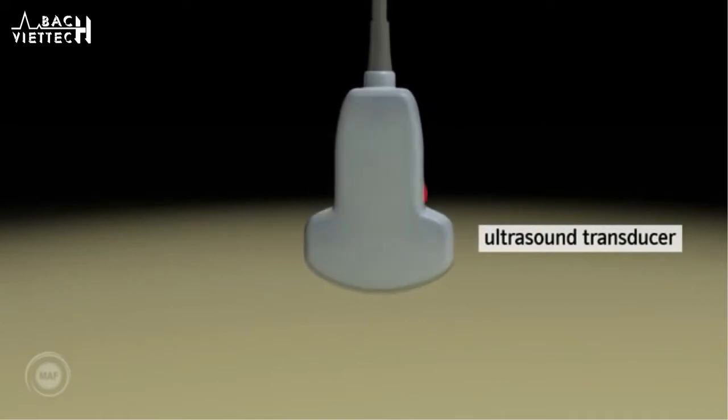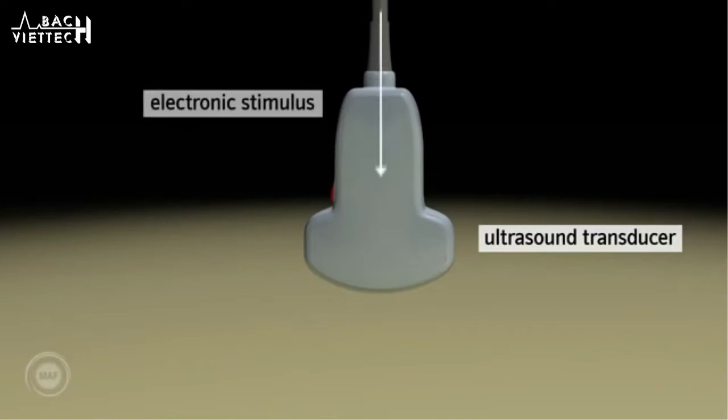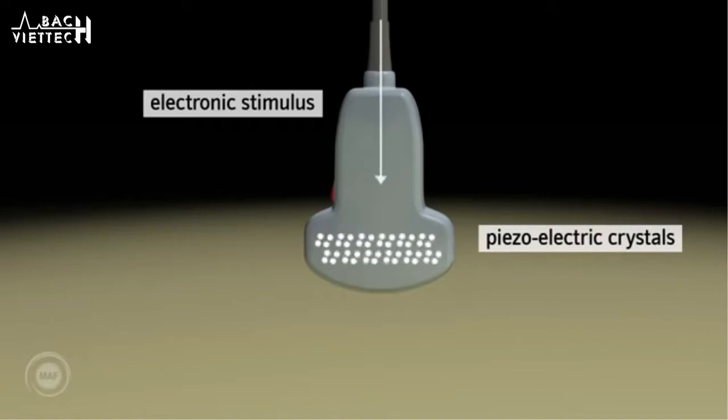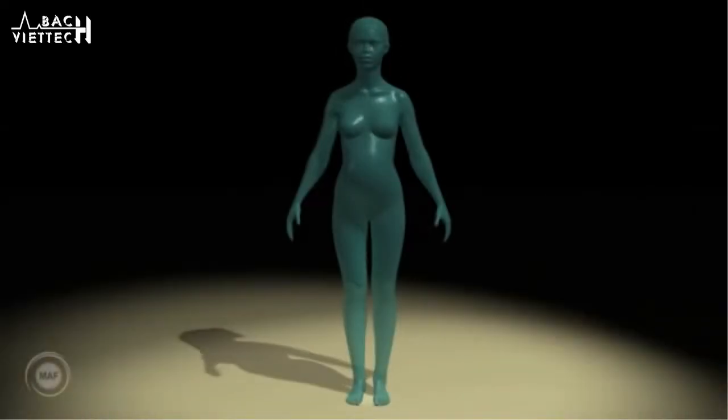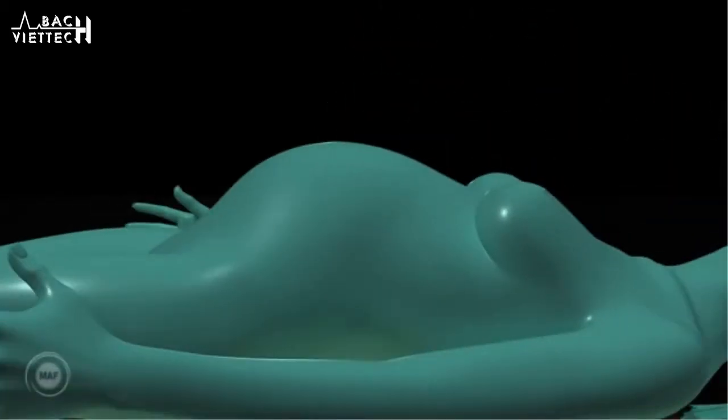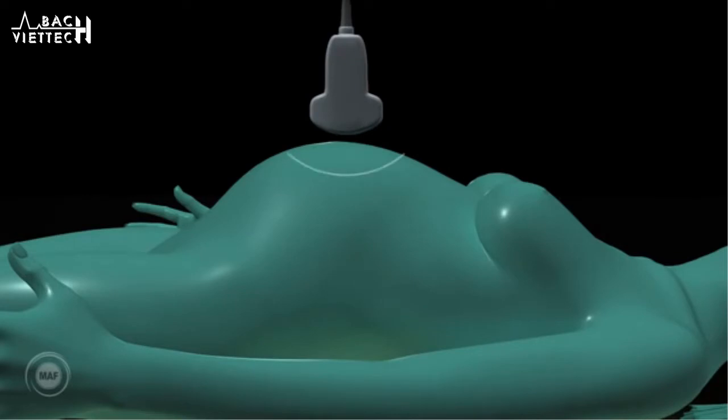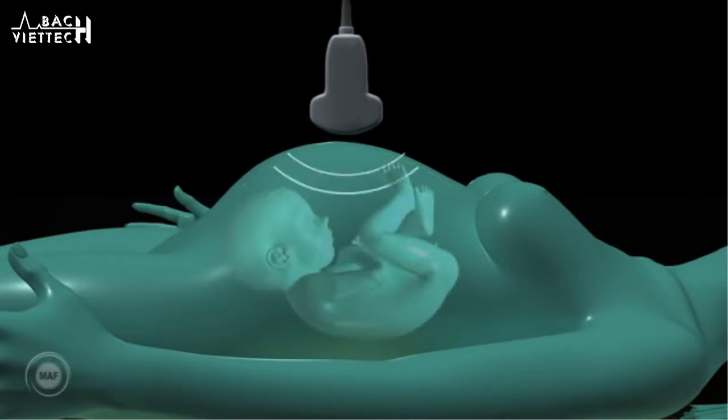Ultrasound transducer, which is made up of piezoelectric crystals. Ultrasound is generated by the passage of an electronic stimulus through the piezoelectric crystals, which then vibrate and a high-frequency sound is emitted. The sound wave then travels through different tissues in the body which have a different penetrability, also known as acoustic impedance. So part of the sound energy is reflected by the tissues and part continues to travel through until it hits other tissues and is reflected back.